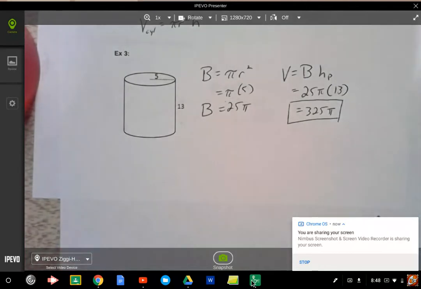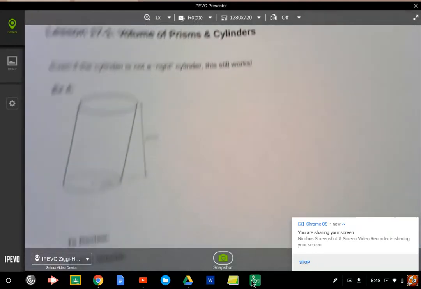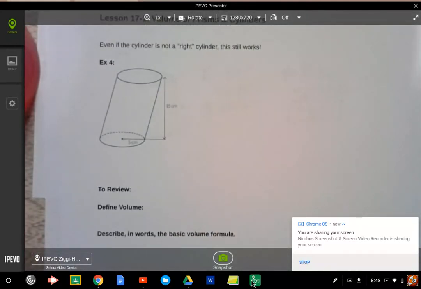Easy as that. Area of the base times the height. I'm going to say that so many times you're going to be hearing it in your sleep. So why don't you try one of those now? Actually, before you try one, let's look at a not so simple cylinder.